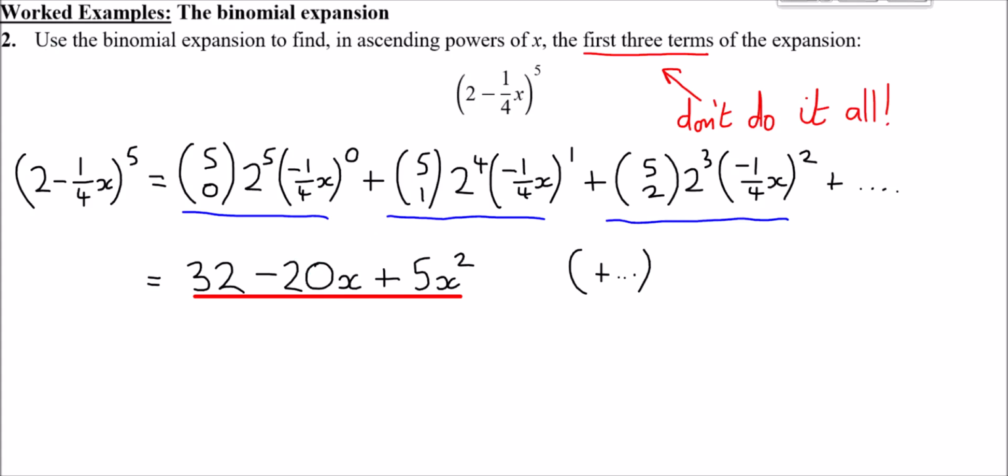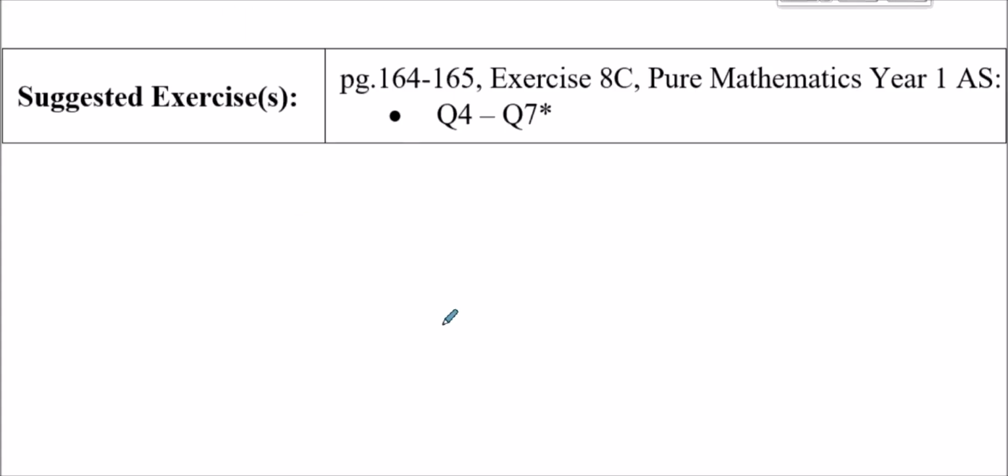So now it's over to you guys. These are suggested exercises, starting on page 164, going on to 165. It's exercise 8C. I just want you to try questions 4, 5, 6, and 7. Check your answers immediately after doing each question, and consult me if you're stuck in any way, shape, or form.